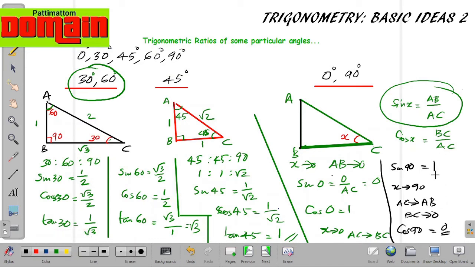Tan 90 naturally does not exist because tan 90 is equal to sin 90 by cos 90. Here cos 90 is equal to 0. Therefore, tan 90 does not exist. Tan 90 is equal to 1 by 0, right? It does not exist.